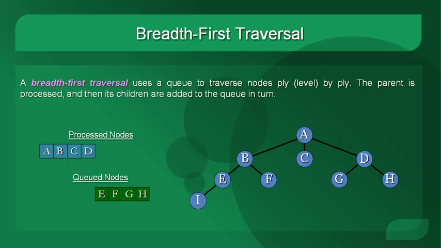Then we process the next element, E. E is printed. It has one child, I. We add it to the queue. Then we process the next element, F. F does not have any children. Then we process the next element, G. Print it, and then H. And then finally I. And this is a breadth first traversal.